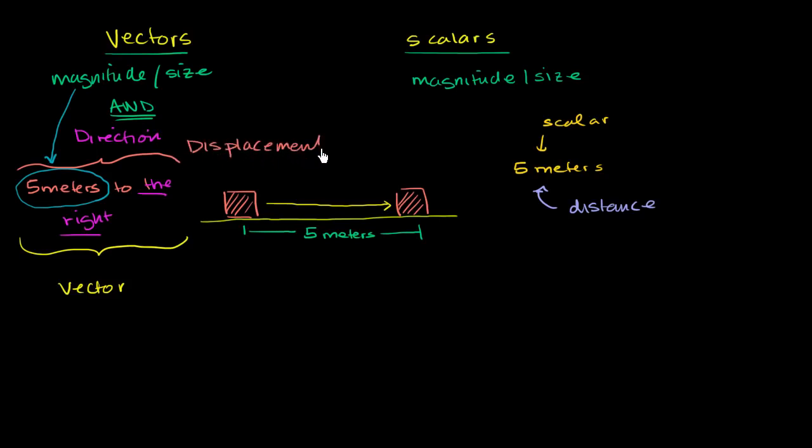So the correct thing to say is that this brick has been displaced 5 meters to the right. Or it has been moved a distance of 5 meters. Distance is a scalar quantity. I didn't tell you what direction we moved it in. Displacement is a vector quantity. We told you that it is to the right.